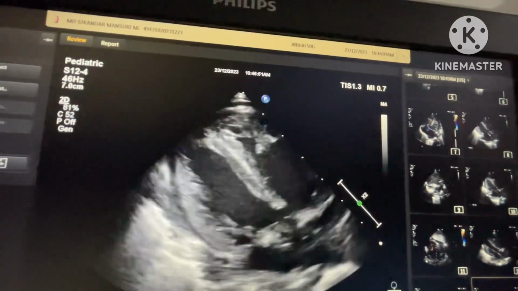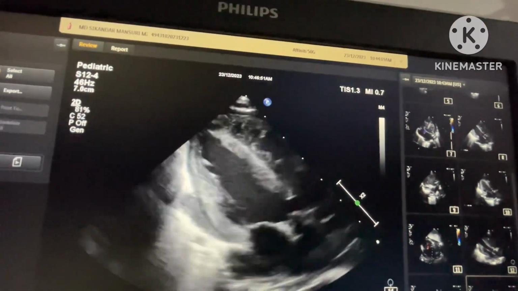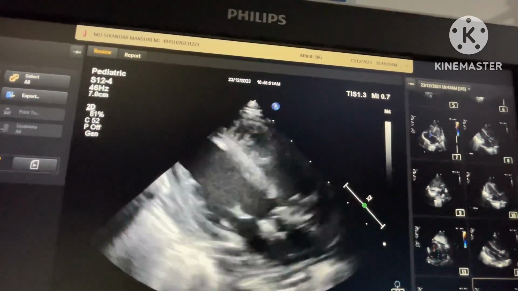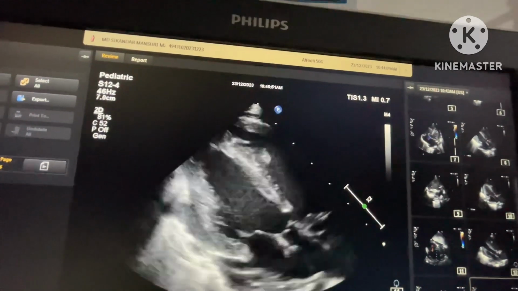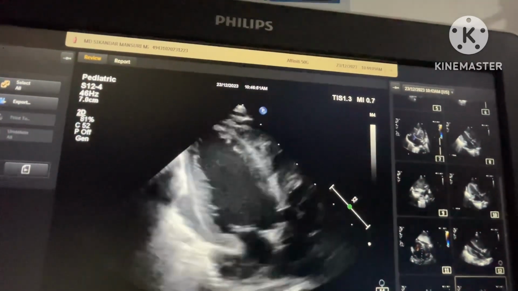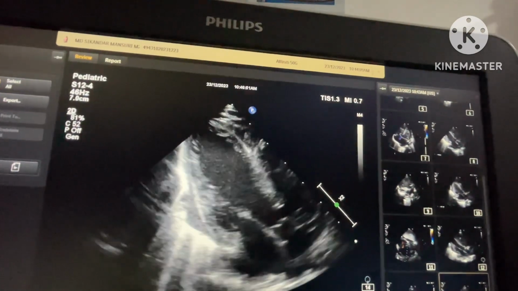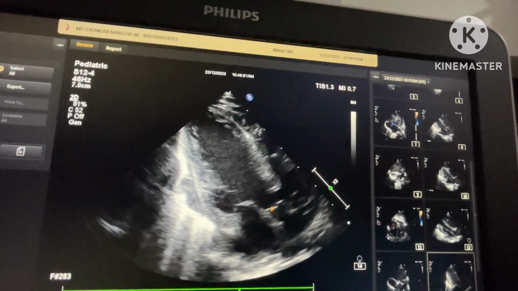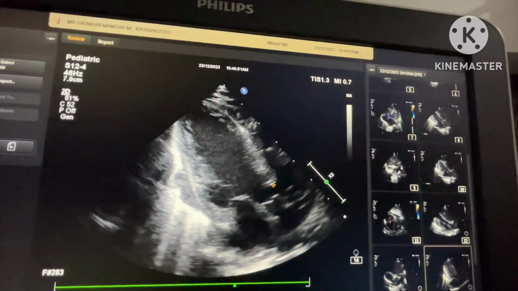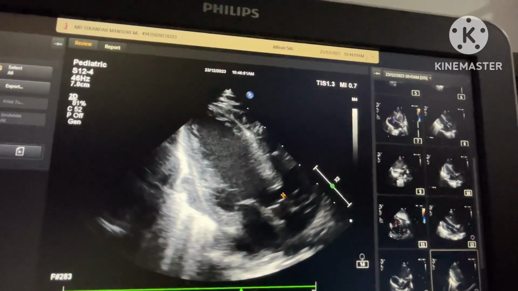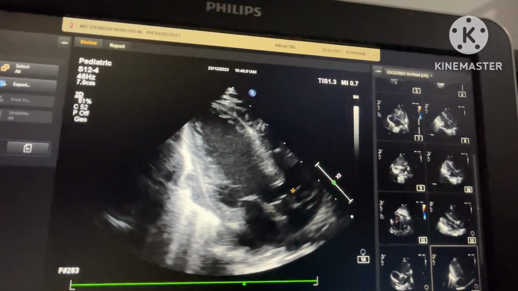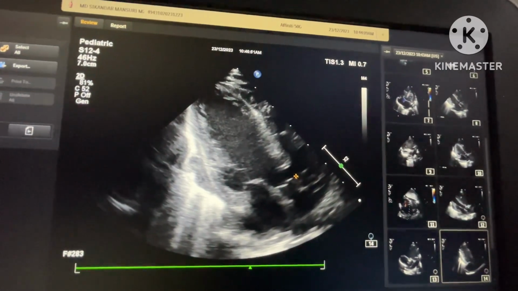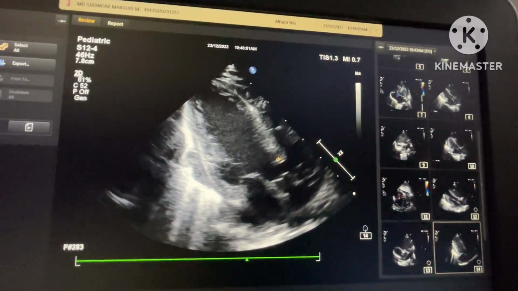In that case, what you have to do: this kind of VSD always gets complicated if it is not closed in time. In this kind of VSD, surgical closure is the only option, and it is to be done early. You see the VSD located just below the pulmonary valve and aortic valve. No tissue remains between the aortic valve and pulmonary valve. That is the important point to note in this type of VSD, doubly committed subarterial VSD.